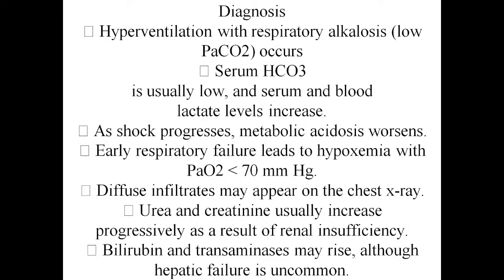Early respiratory failure leads to hypoxemia with the pressure of oxygen less than 70 millimeters. Diffuse infiltrates may appear on the chest X-ray. Urea and creatinine usually increase progressively as a result of renal insufficiency. Bilirubin and transaminases may rise, but hepatic failure is uncommon.